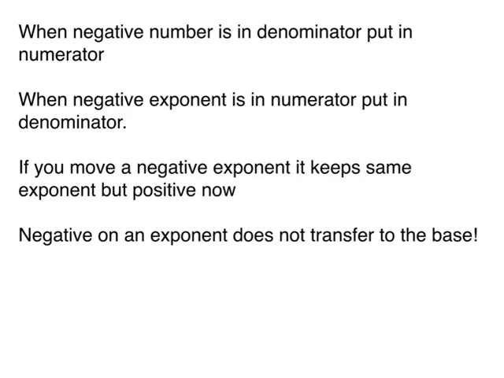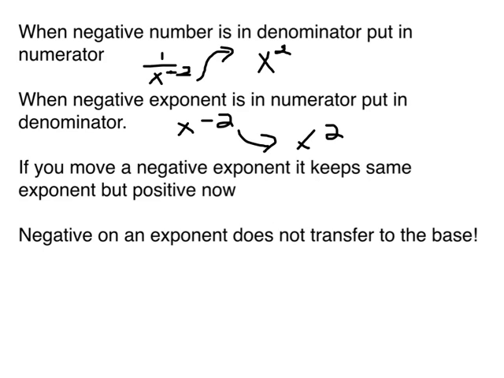So summing up what we were talking about here, if we had x to the negative 2 in the denominator, we're going to move that to the numerator and make it positive so that we get x to the positive 2. And vice versa, so that if I have x to the negative 2 in the numerator, I'm going to put that into the denominator and make it positive, so x to the 2 in the denominator with 1 over it.